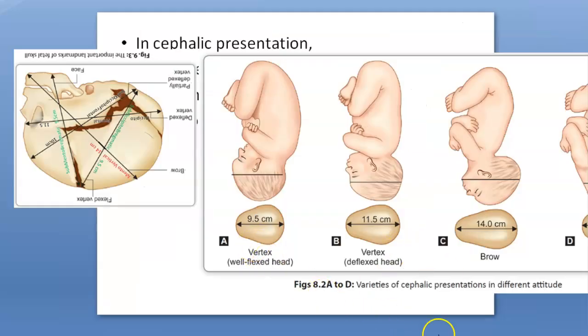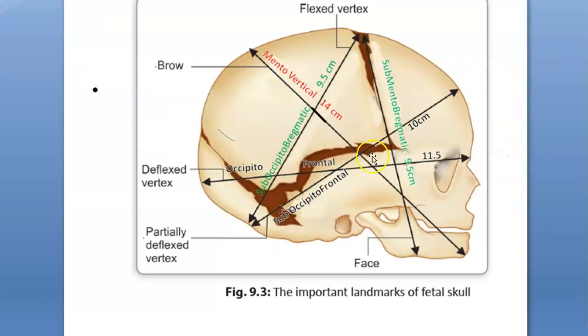Go to 14 centimeter. Where is 14 centimeter? Here. Brow presentation, very bad it is. 14 centimeter, how the hell will it come out if it's especially persistent, right? So, did you understand now? 14, brow presentation. Where will you see this?